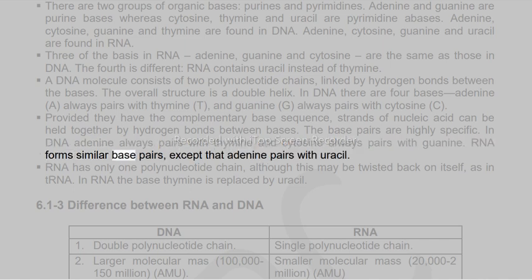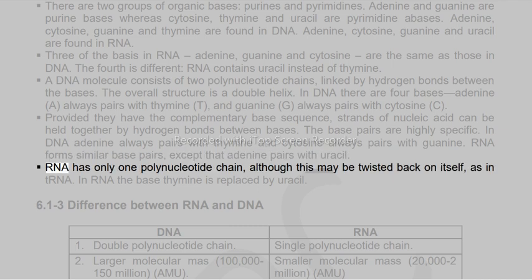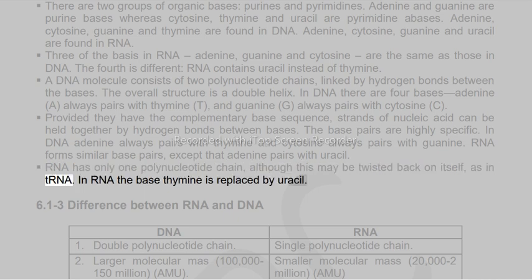RNA forms similar base pairs, except that adenine pairs with uracil. RNA has only 1 polynucleotide chain, although this may be twisted back on itself, as in tRNA. In RNA, the base thymine is replaced by uracil.